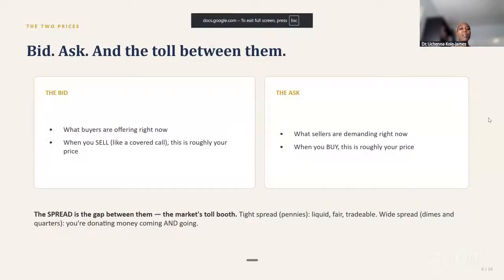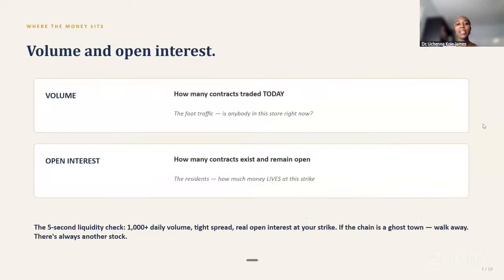Okay, so we talked about the bid and we talked about the ask. Volume and open interest. Volume, how many contracts are traded today? Open interest, how many contracts exist and remain open? Okay, so the 5-second liquidity check. 1,000 plus volume is a tight spread. What does that mean? It means the ability to get in and out of your contracts easily.